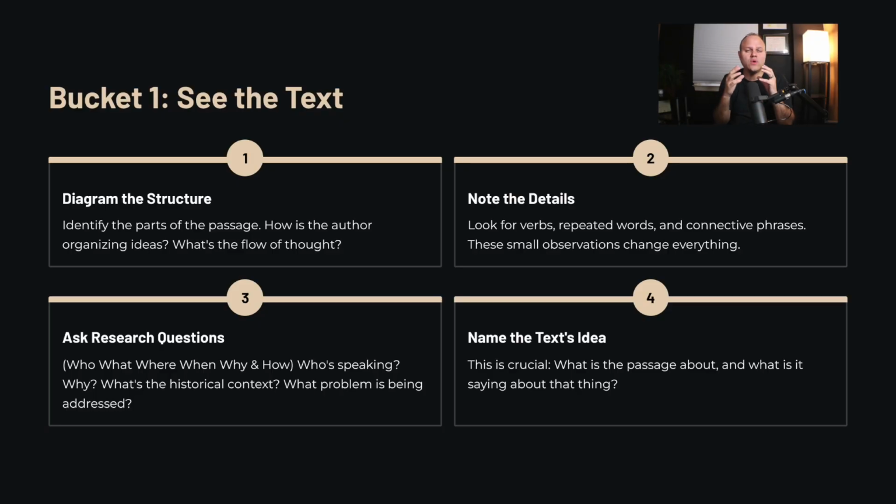Number two, you want to note the details in the text. So you're often going to find certain verbs, certain repeated words, maybe some connective phrases. So you want to take note of that, maybe highlight those and put them aside and keep them in your memory as you're developing and trying to find out what the author is trying to say here.